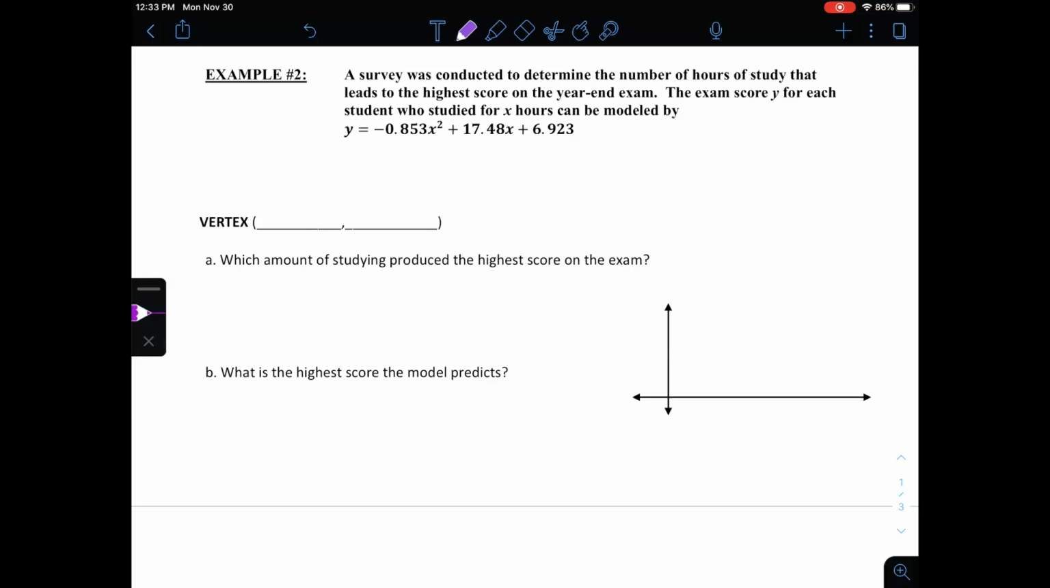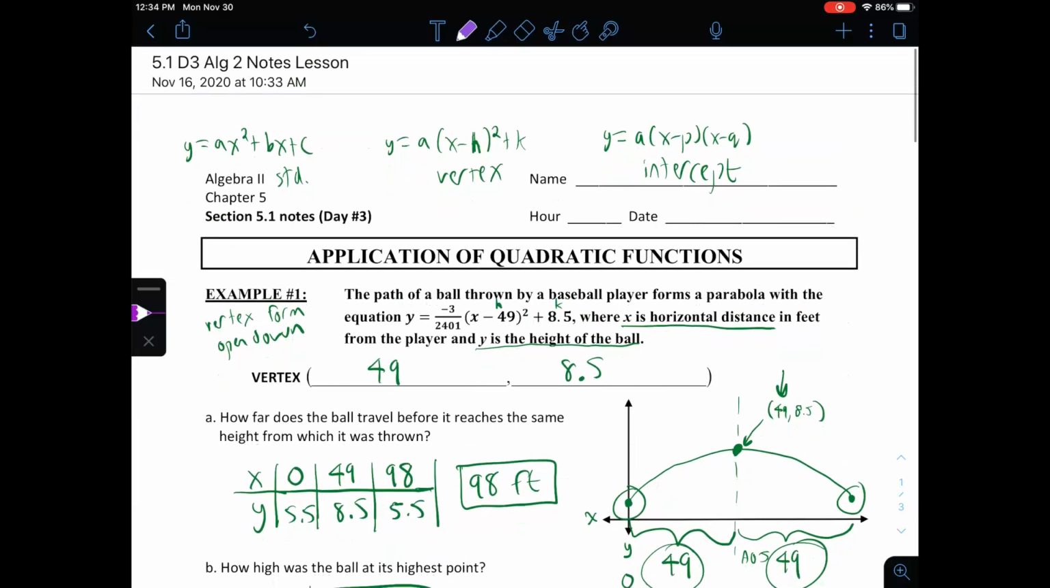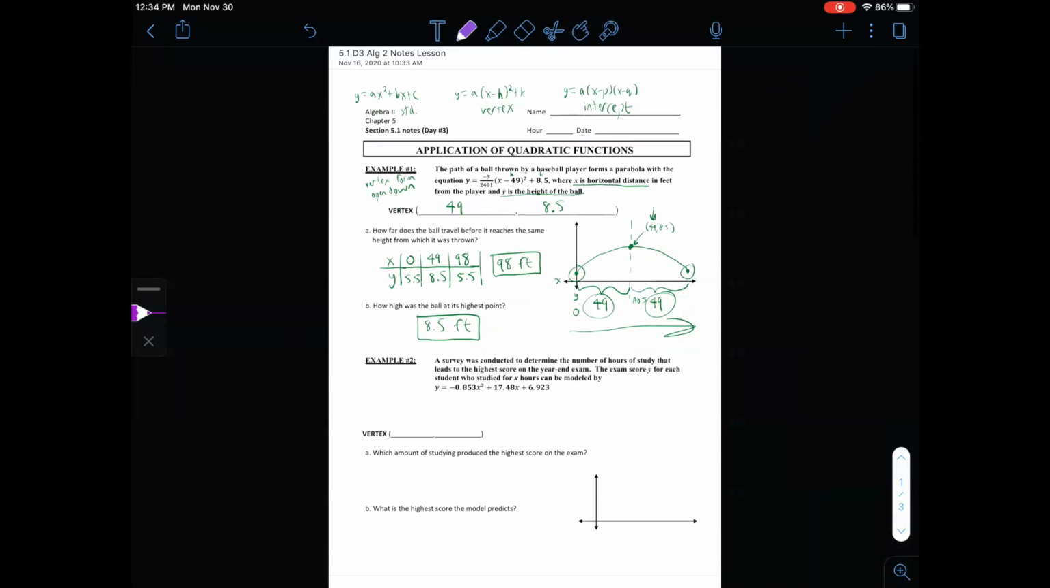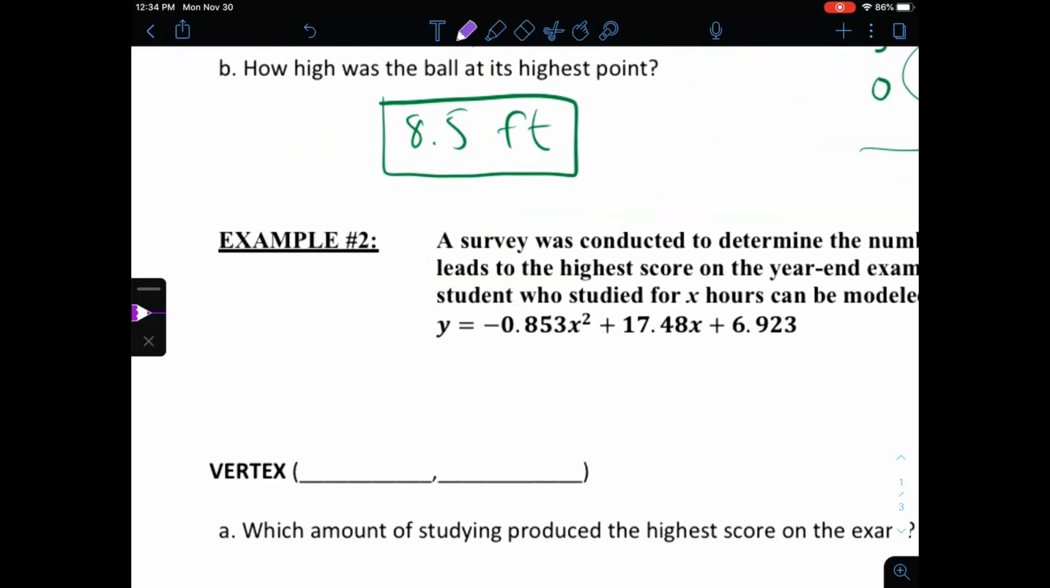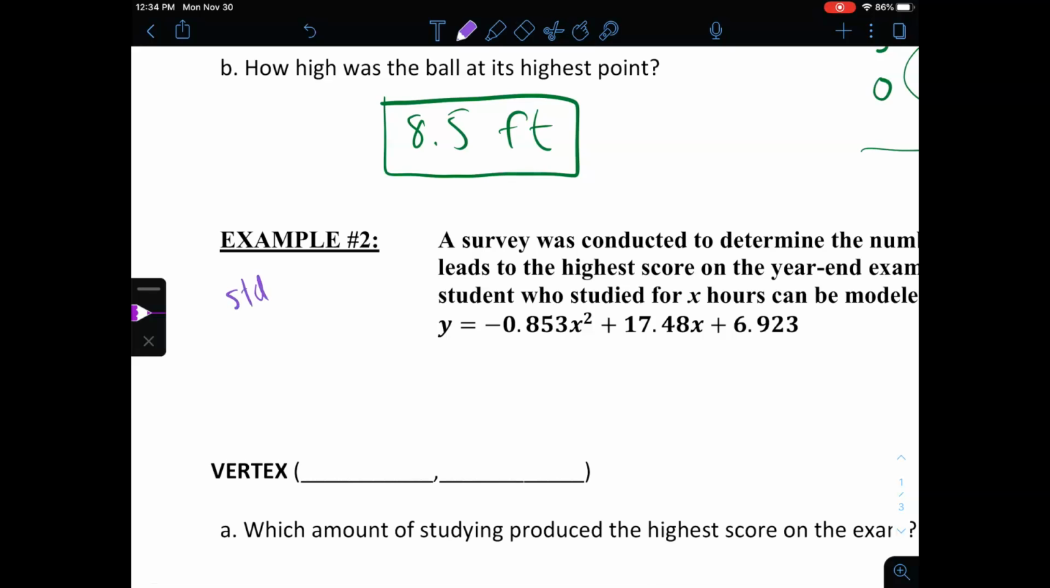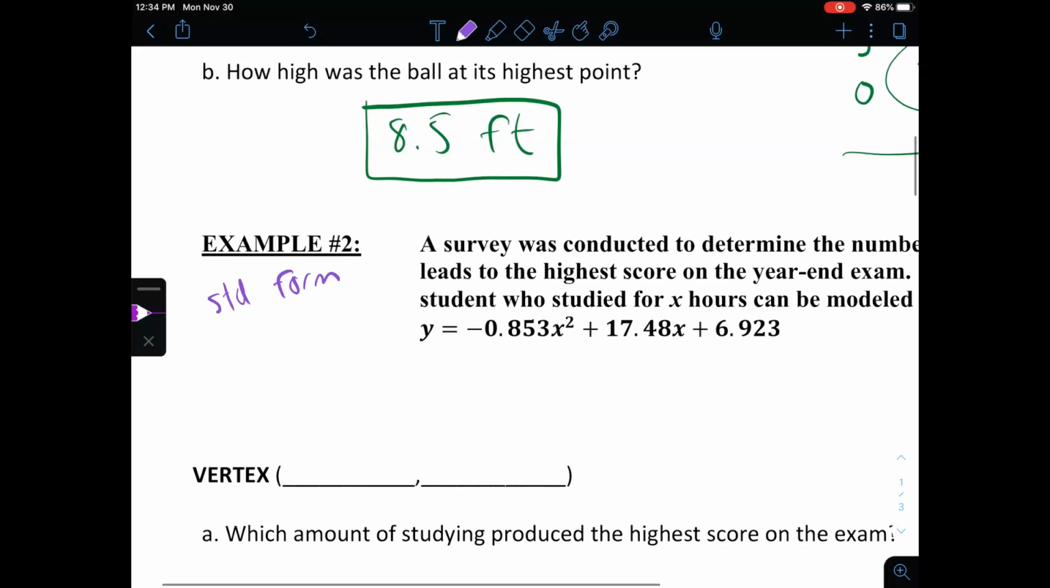Okay. So first things first, we've got to figure out if it's open up or open down, and also what form it is in. Well, let's take a look at this. What form does it look like it's going to be in? Hopefully you said standard form. This is going to be standard form because it's ax squared plus bx plus c. Standard form, and is it open up or open down? Well, the a value in front of the x squared is negative, so this is going to be open down.